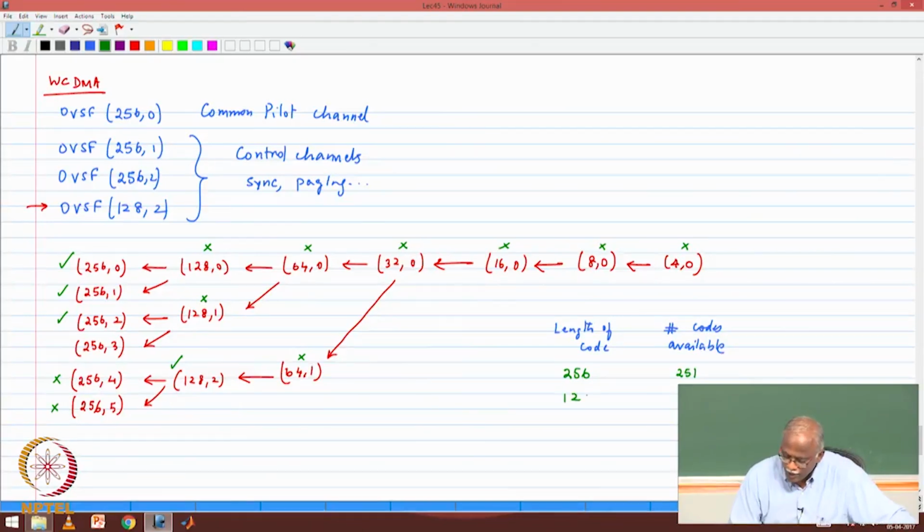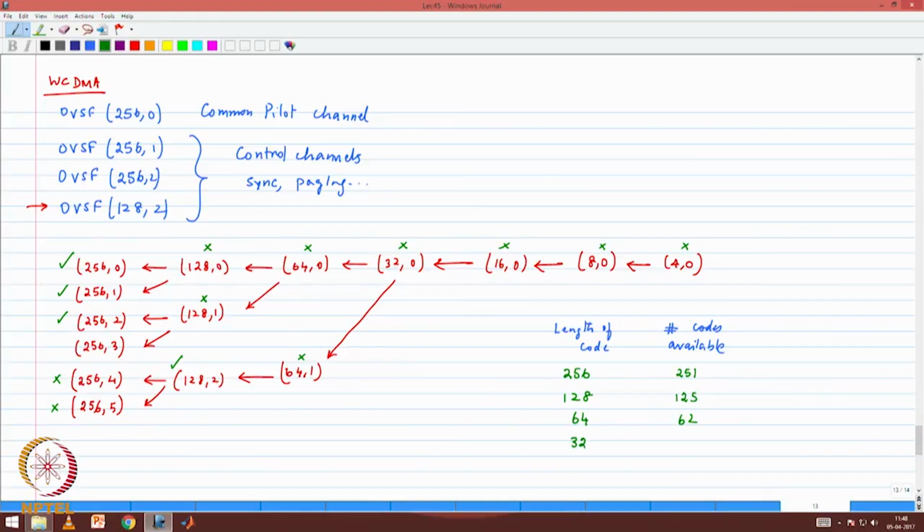If I go down to 128, I see that 3 of them have been blocked. So, 125 codes are available. Going down the list, for length 64 you get 62 available because 2 of them have been blocked. For 32, I can have 31 codes used, and for 4, I can have 3 codes used. So, this is what is available. If a user comes and says, I want length 256, no problem, I have 251 of them available, I can assign to you. You want length 32, I have so many codes available. So, you are constantly managing the allocation of these codes.